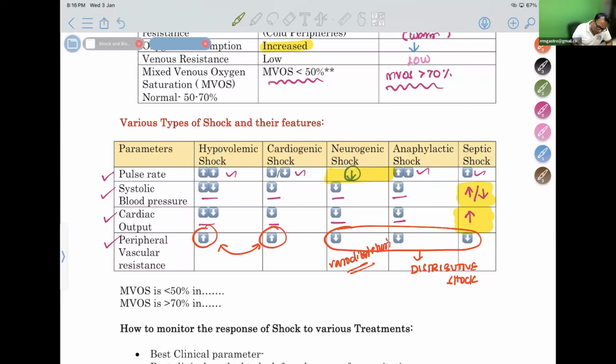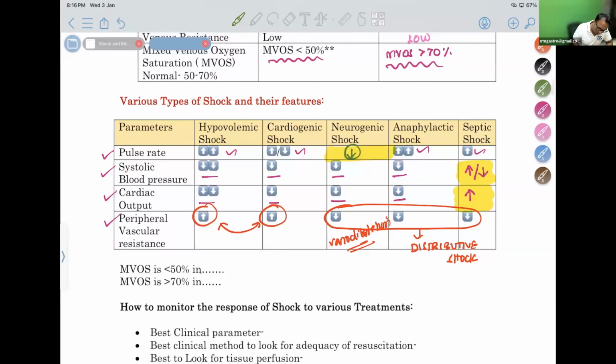Now tell me, in which cases is MVO2 less than 50%? In hypovolemic shock and cardiogenic shock, MVO2 is less than 50%. And in distributive shock, all types of distributive shock, it is more than 70%. So please don't forget this basic point: MVO2 is less than 50% in hypovolemic and cardiogenic shock, more than 70% in septic shock. So this column is a very important column for PG entrance exams.